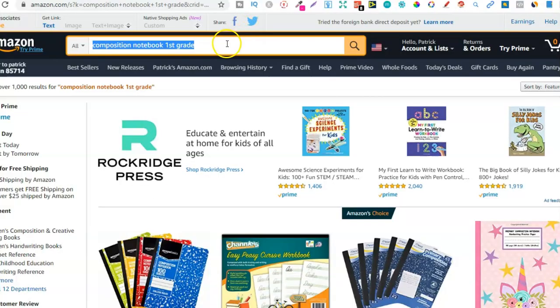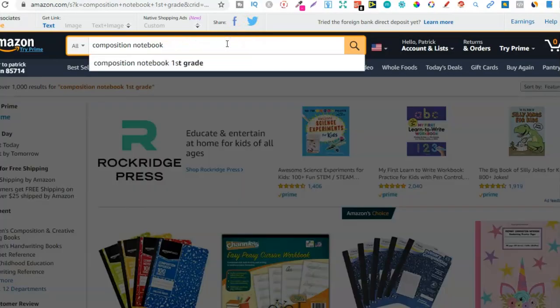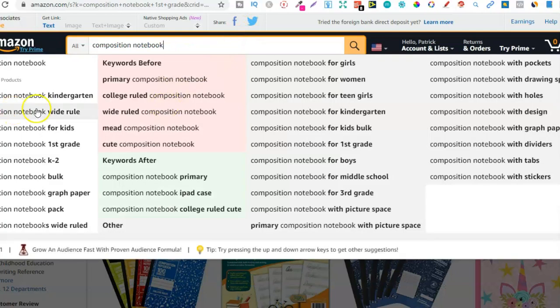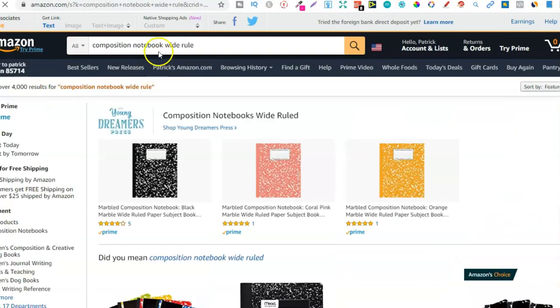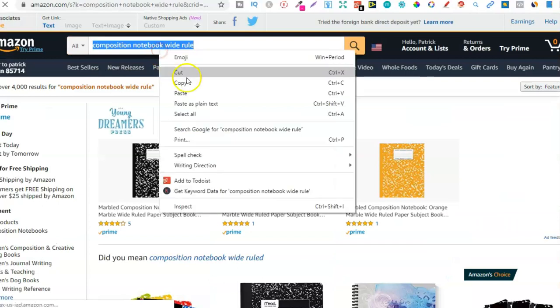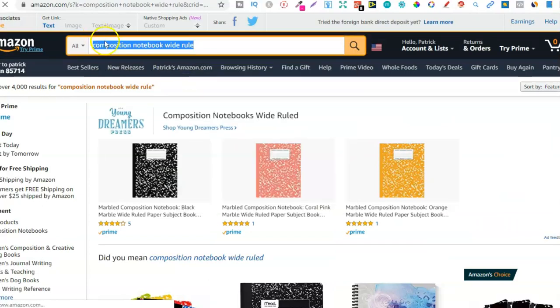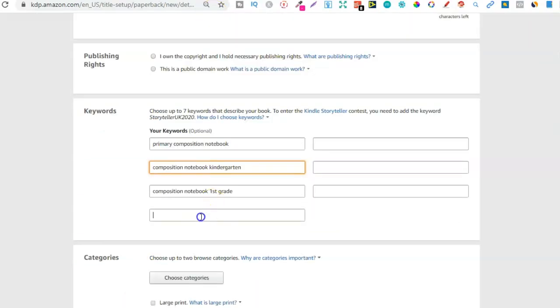Take one more. Composition notebook wide rules, so let's take that one. So this is what quite a lot of people do. It's easy to find the search terms, the long tail. You can do more in-depth research to find high in demand, low competition search terms as well. But in this case, we're just going to put that in there. So this is what quite a lot of people do. They find the long tail keywords, plug them in here, and that's what they do.